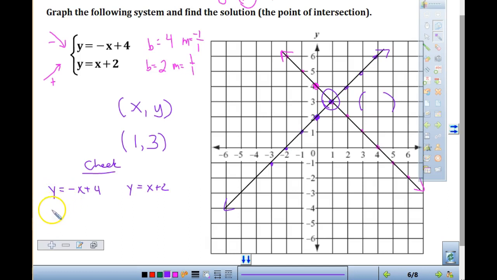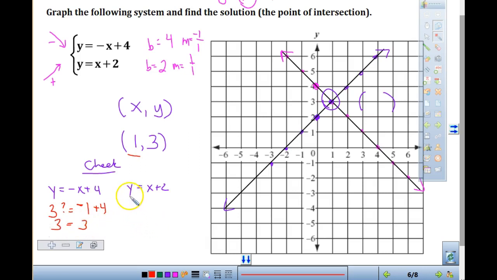To do the check, our y coordinate was what, Kyle? For the answer up here, what was our y? 3. So we're going to put 3, and the question is, does it equal? Jack Mitchell, our x was what? Look up here. 1. So we have a negative, and then we're going to put 1 plus 4. So x was the 1, and is negative 1 plus 4 equal to 3? Yeah. So 3 equals 3, so it works in the first equation.